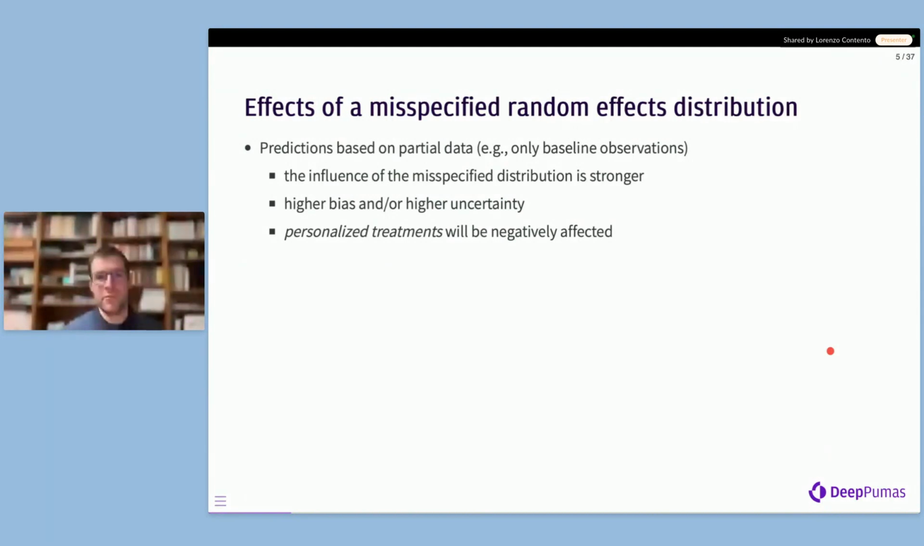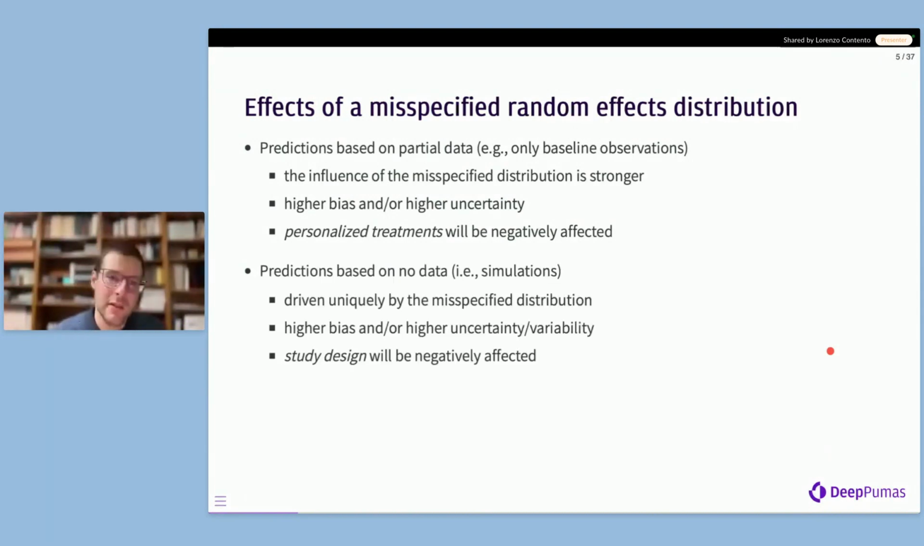And we can even assume that we have no data and try to make predictions based on no data, which by any other name can be called simulations. These will be driven uniquely by the misspecified distribution, because we will just sample random effects from the misspecified distribution and use them to simulate new subjects. So this will have the highest bias and uncertainty among all these cases. And again, practical results such as study design that are based on simulation will be negatively affected.